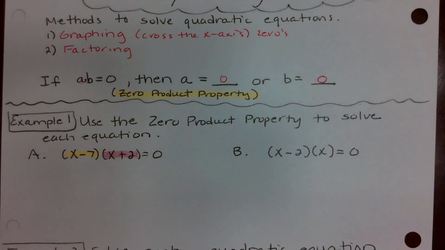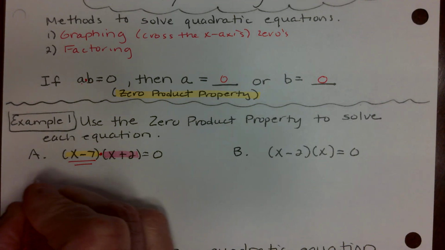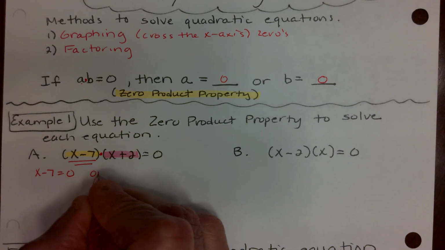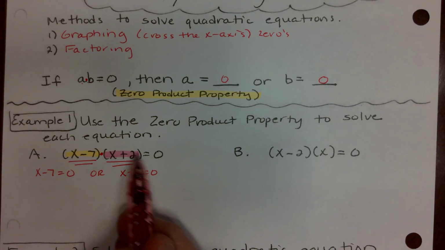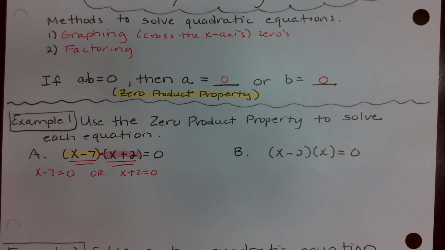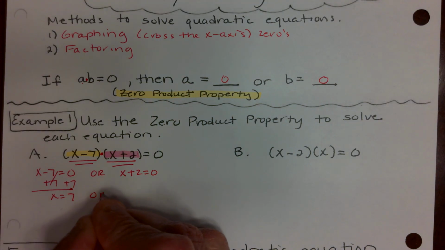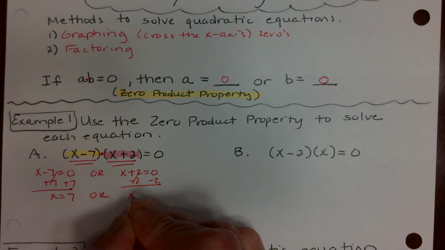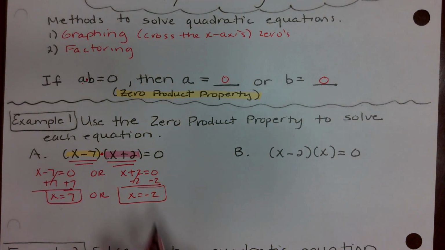So it's basically saying it's this times this. So either this has to equal 0, or this has to equal 0 in order for this to be a true statement. So we can actually solve and figure out what would make each of those parentheses 0. So of course add 7, x could be 7, or minus 2, x could be a negative 2. And there are your answers for that. X equals 7 or x equals negative 2.